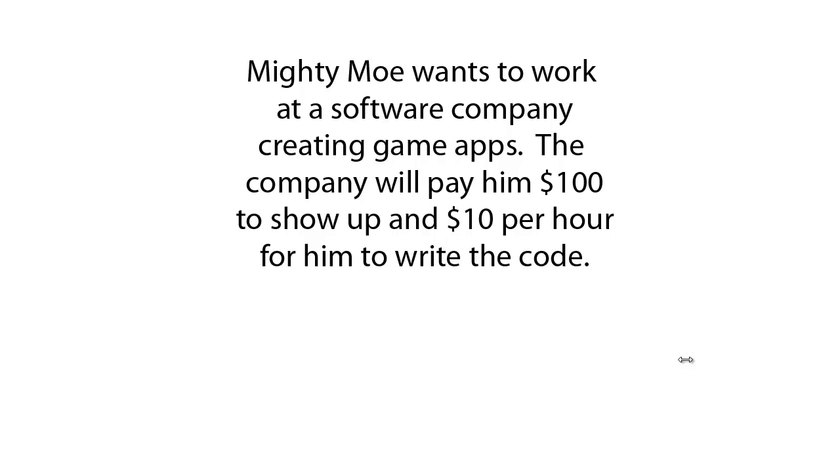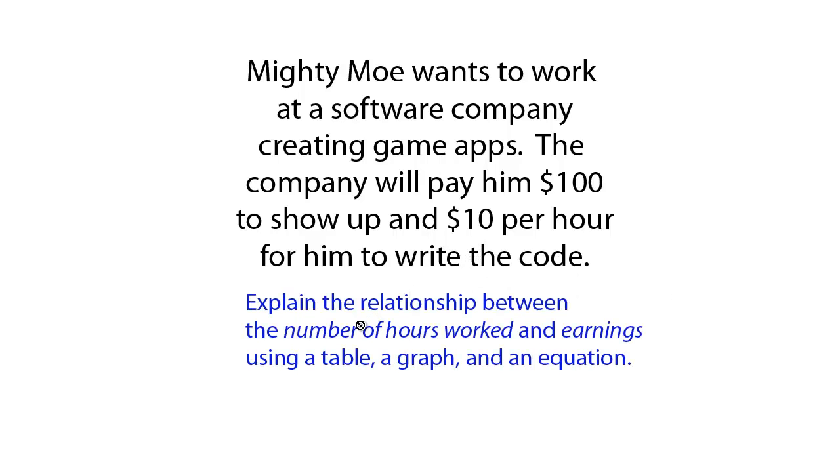Okay, folks, for this lesson, we'll start off with a problem. We have Mighty Mo. He wants to work at a software company creating game apps. The company will pay him $100 to show up and $10 per hour for him to write the code. The task is for us to explain the relationship between the number of hours worked and earnings using a table, a graph, and an equation. So that's what we have to do here.